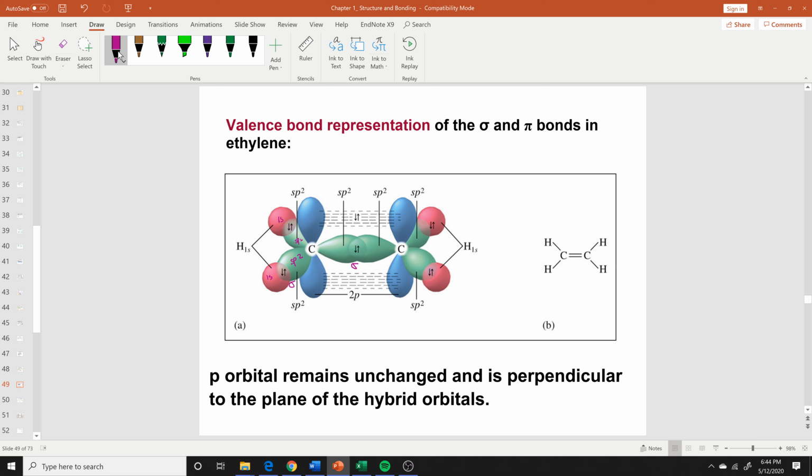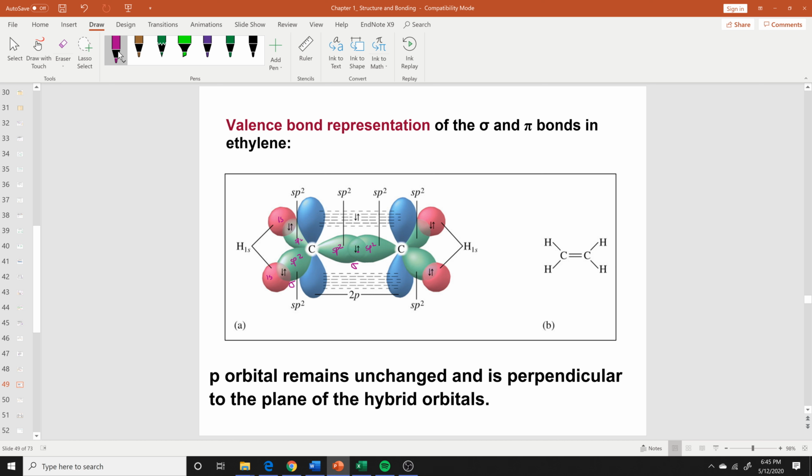And this is the sp2 hybrid orbital of the carbon, with the other sp2 hybrid orbital of the carbon. So each one has one electron. They overlap to make 2 electrons here, 2 electrons here, 2 electrons in there. And in that case, we're going to form our sigma bond. So you have a sigma bond, sigma bond, sigma bond.